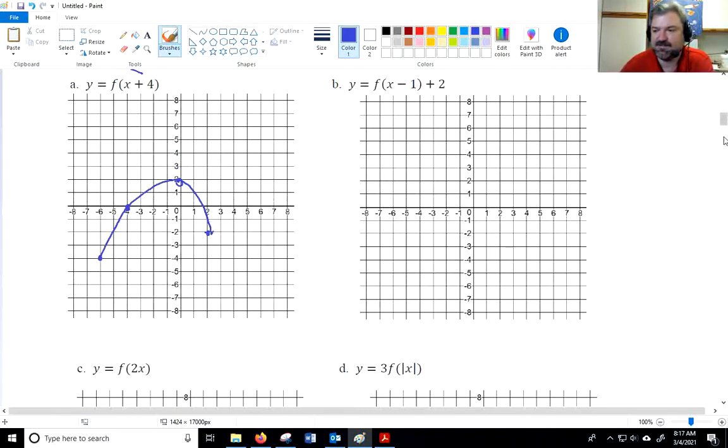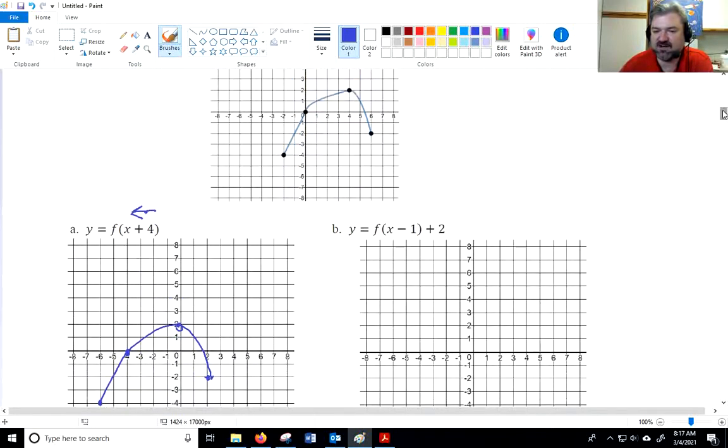All right. On the next one, we have to look at moving to the right 1 and up 2. So each point goes to the right 1 and up 2. 4, 2 is going to go to the right 1 and up 2. 6, negative 2 is going to go to the right 1 and up 2. And then negative 2, negative 4 is going to go to the right 1 and up 2. And then we just make that shape again.